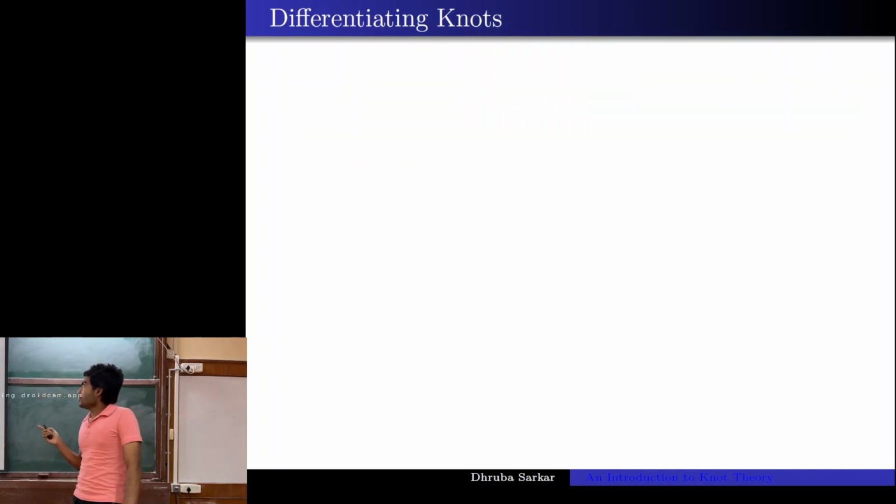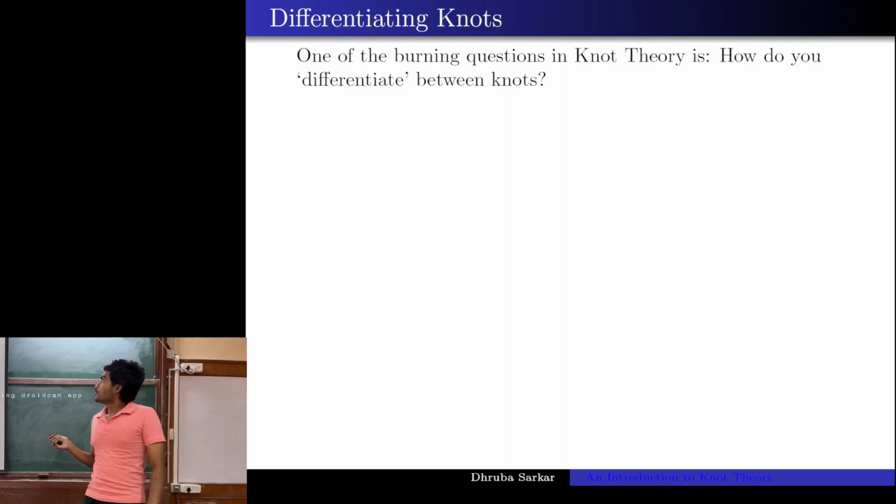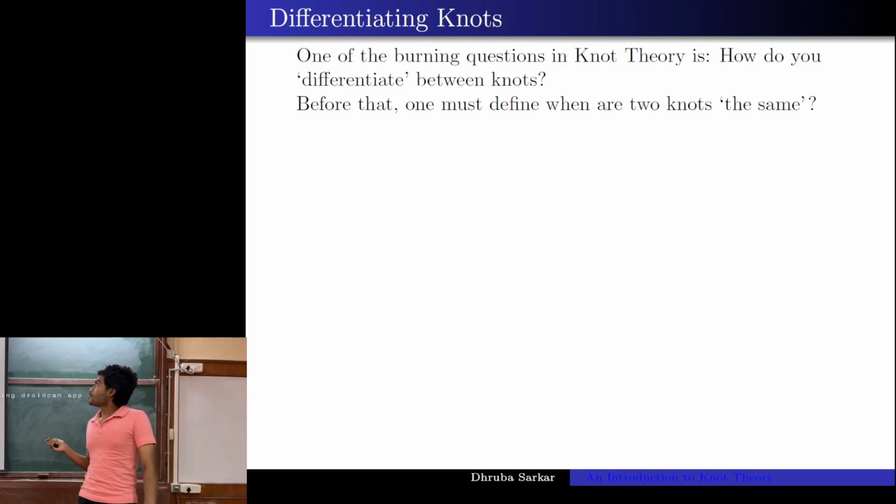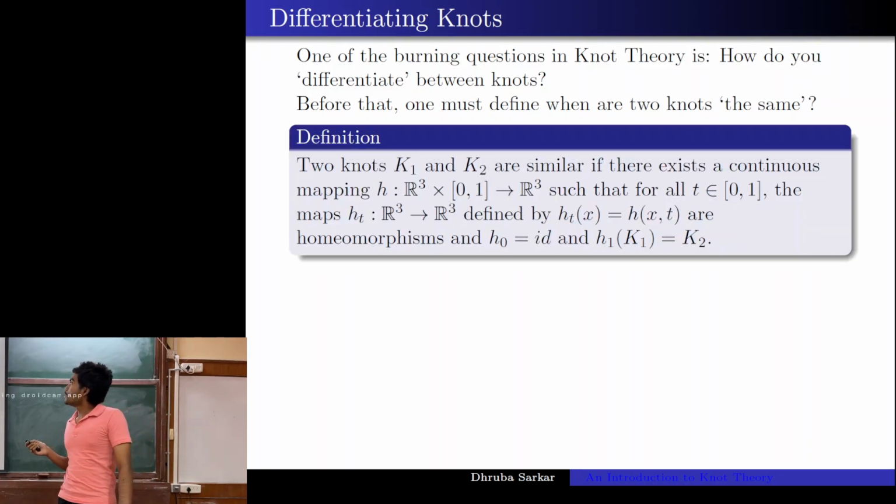Now, this is basically the crux of knot theory, the burning question in knot theory. How do you differentiate between two knots? Before we look at that, we must define what we mean when two knots are the same. Intuitively, it makes sense that when we move around the strings of a knot, it should give me the other knot. But this is the formal definition.